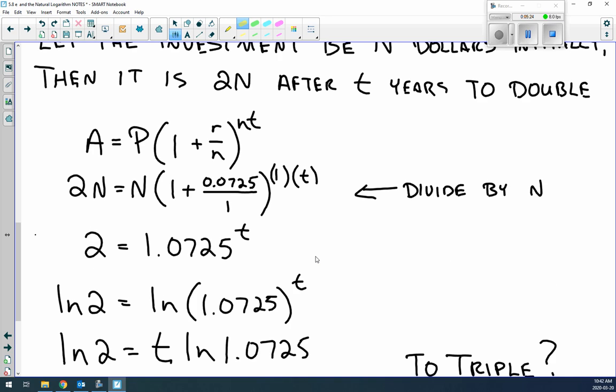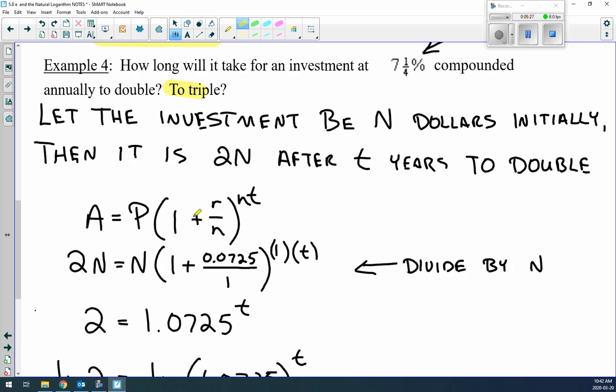So this allows you, with natural logs, to take any part of this compound interest formula and solve for it. You just have to natural log both sides. Okay, so that's 5.8 there.